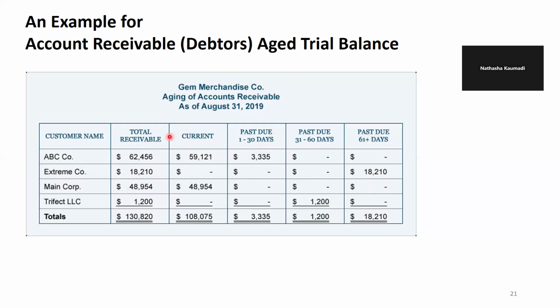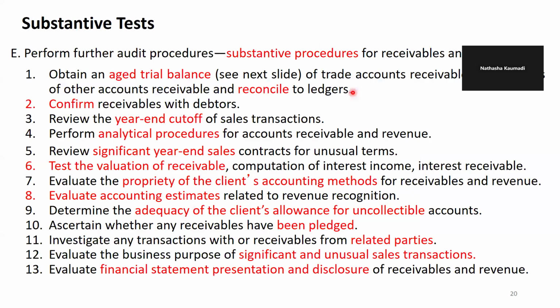That's the meaning of this aging analysis. So basically you can obtain that aging analysis and then reconcile. Confirm receivables with debtors. Basically you can call for confirmations from debtors and get confirmations. We discussed that process in detail. Review the year-end cutoff of sales transactions. Basically, you can do the cutoff testing. This one also I explained.